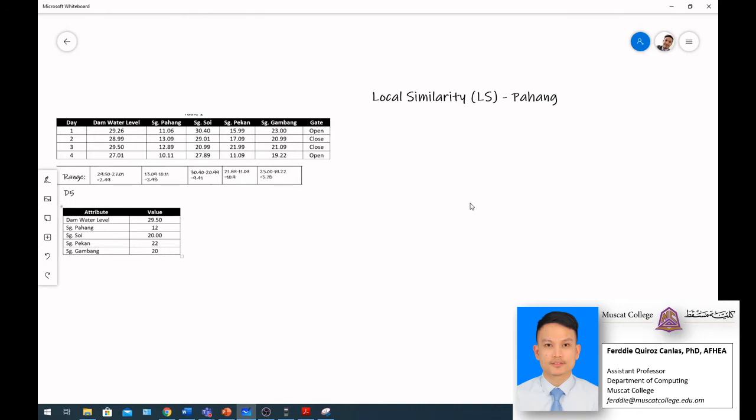Ready? Can you give me the values now? Yes, doctor. Okay, for Pahang, tell me please. Let me just write here: LS of D5 and D1 for Pahang. Values only. D5 and D1, day 5 and day 1. Tell me the difference for Pahang.